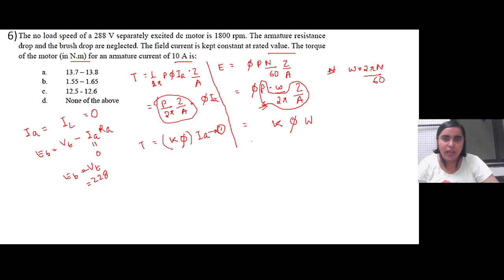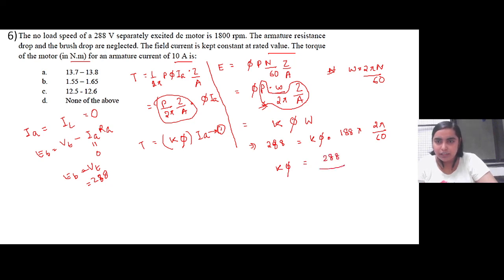So in the first question we have E is equal to 228 volt. So we have 228 is equal to k phi into omega. Now it is given as 1800 RPM, so we have to write it in terms of radian per second, right? So it is 1800 into 2 pi by 60. So we can calculate k phi from this equation. So it will be 228 by 1800 into 60 by 2 pi.